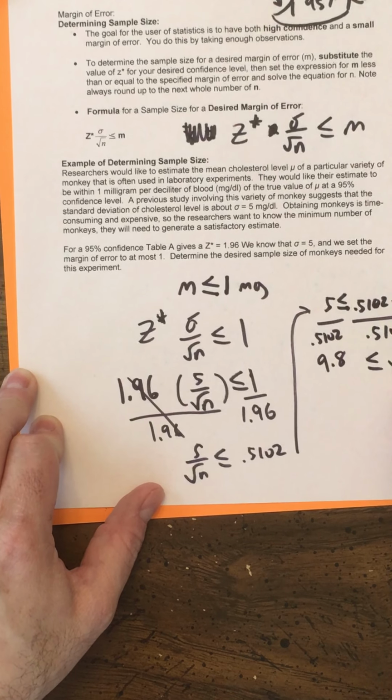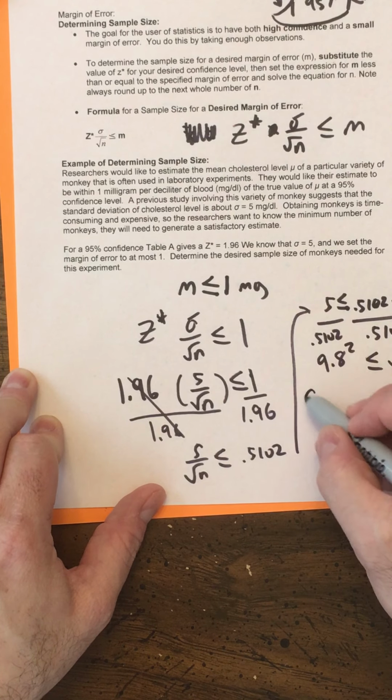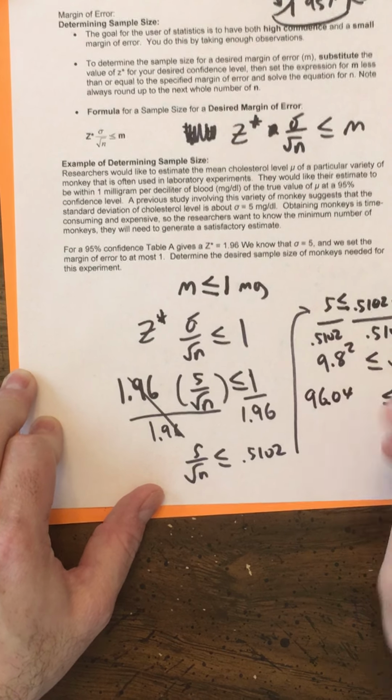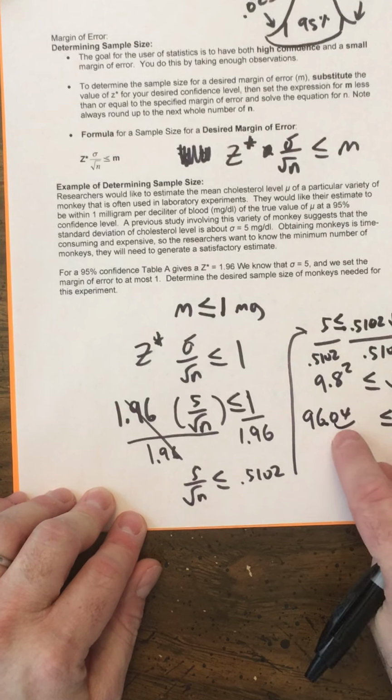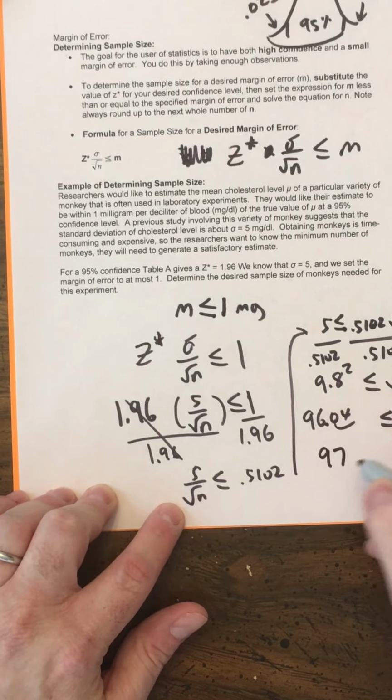I want to get rid of this square root, so I square both sides. And I get that n has to be greater than or equal to 96.04. So I need 96.04 monkeys, but I can't get this part of a monkey. I'm not going to round down. I got to round up to the next one.